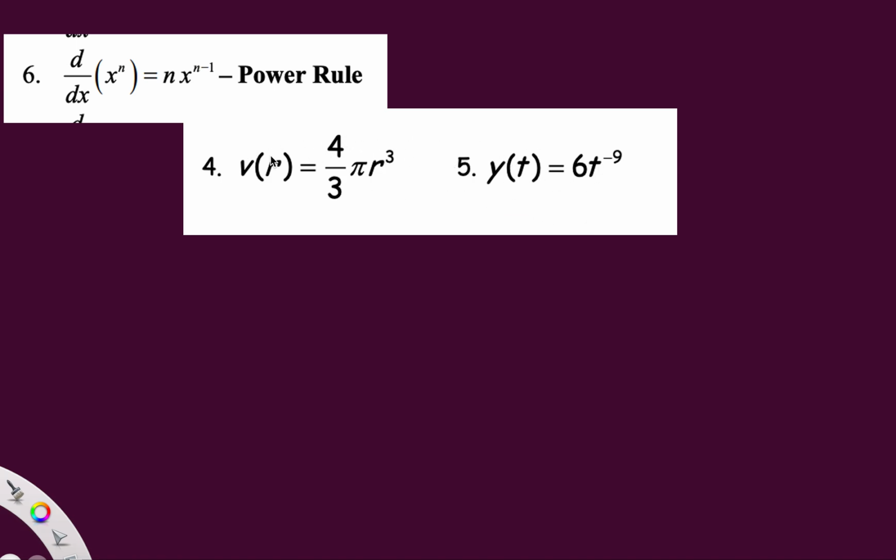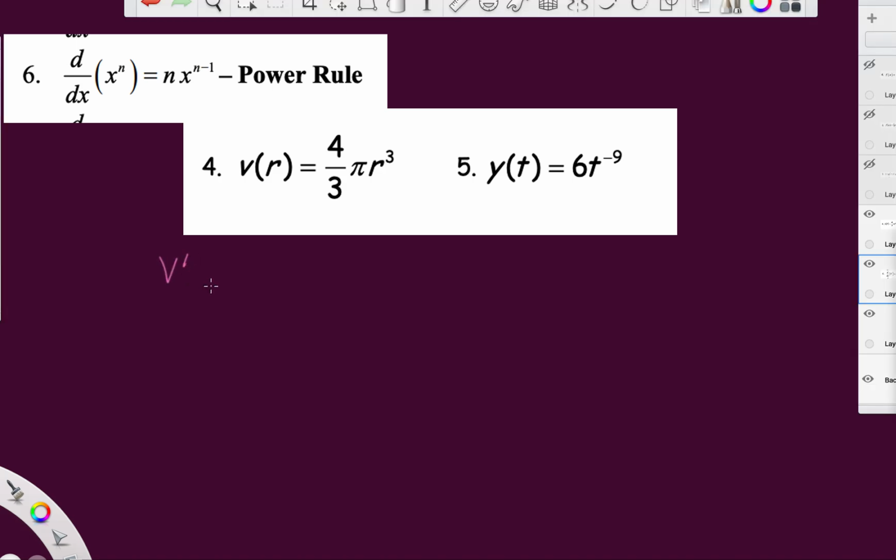They're good examples. So we're going to find a derivative in terms of r here. This is volume in terms of r, which is radius. So we're going to take the derivative here. V prime is going to be equal to, and then we're going to use that power rule. We're going to throw that power to the front. We're going to say it's 3 times 4/3 pi r to the 3 minus 1.